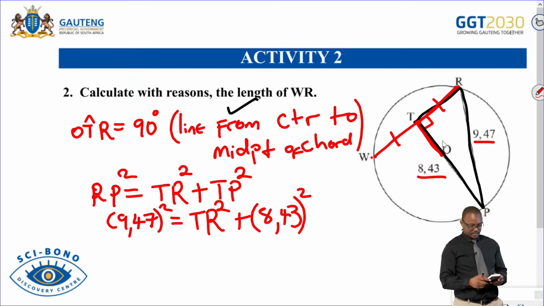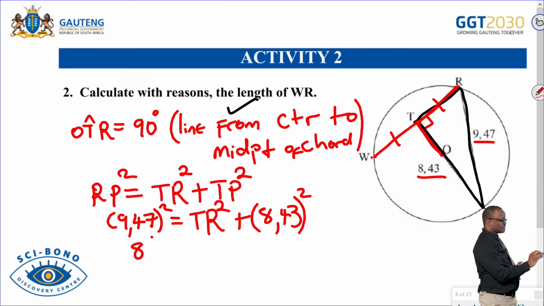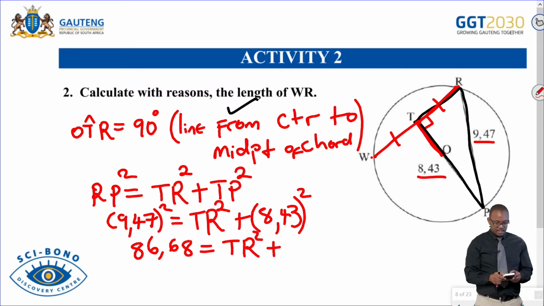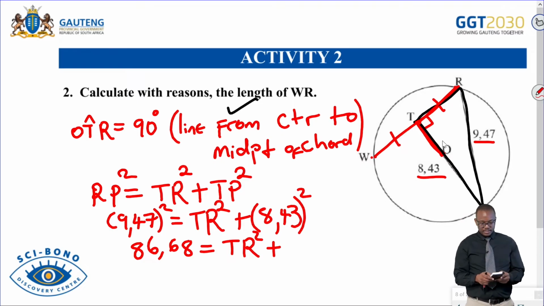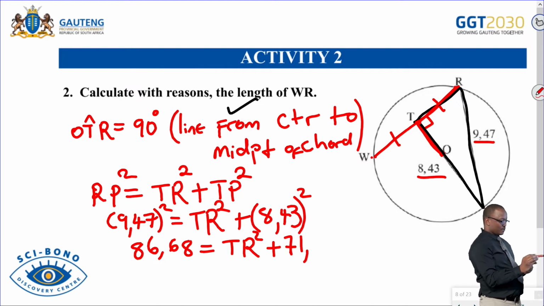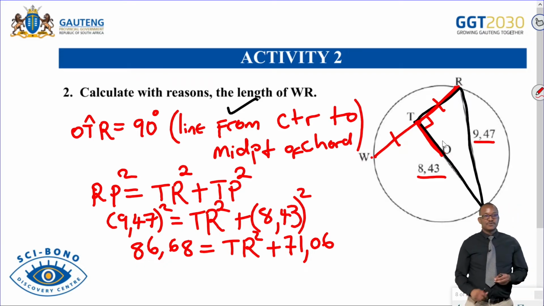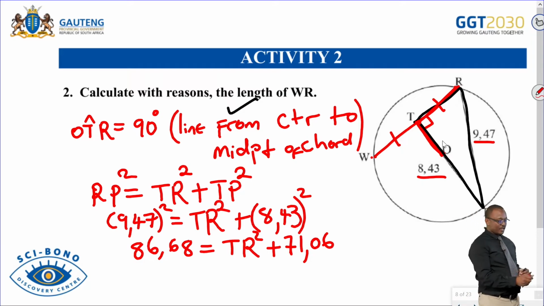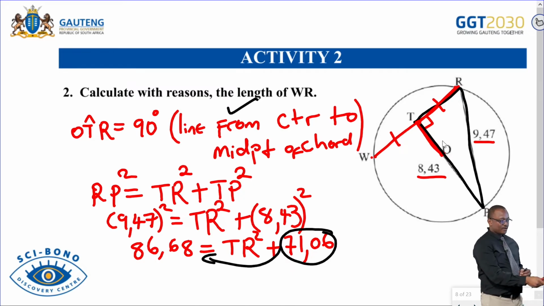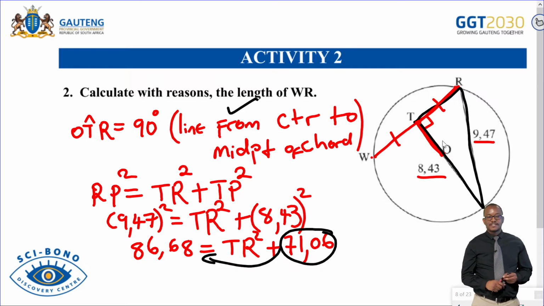9,7 squared, then it's going to be 86,68. Then you will have to punch again your 8,43 squared. Here you're going to get 71,06. So from this one, you know that you will have to transpose this 71,06 to the left-hand side.